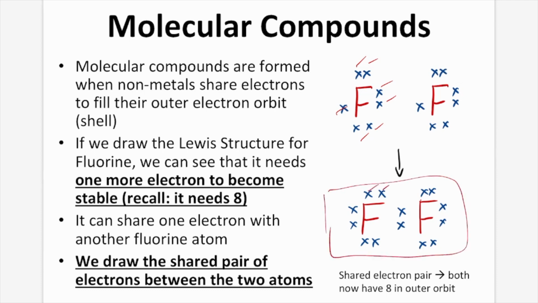The one on the left has 1, 2, 3, 4, 5, 6, 7, 8, and the one on the right has 1, 2, 3, 4, 5, 6, 7, 8. These two are going to be shared. They're going to spend some time on the right and some time on the left, but it's going to create a mutual attraction between the fluorine atoms.